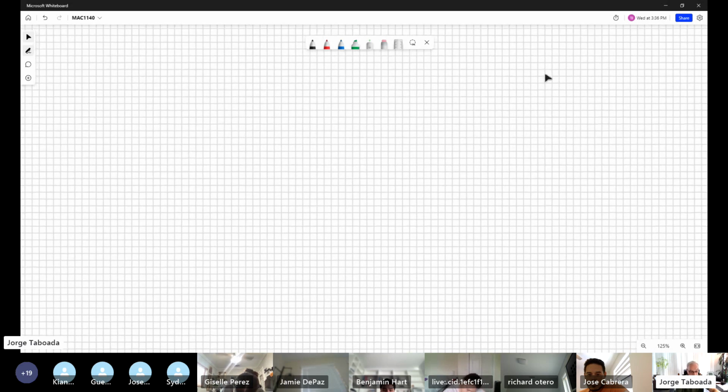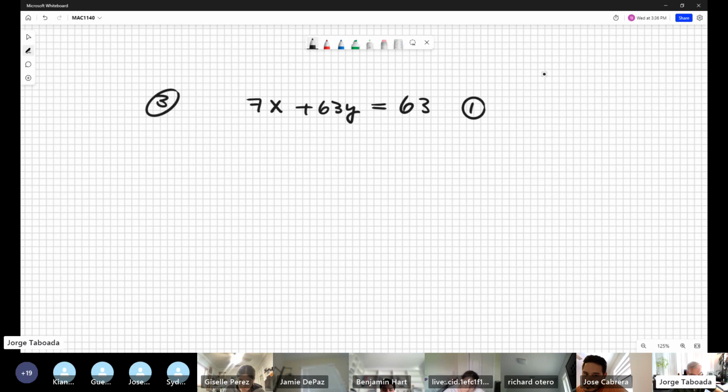Okay, let's move into question 3. Question 3 is no verify. Let's solve it. You have a system in 2 dimensions: 2x plus 63y equals 63, this is equation 1, and 7x minus 9y equals -9, equation 2.